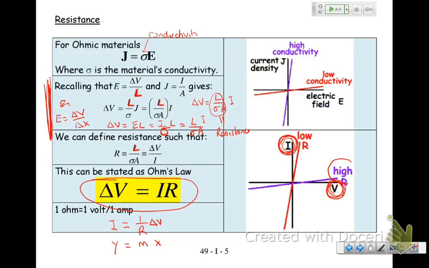A high resistance resistor has a shallow characteristic, and a low resistance resistor has a steep characteristic. Just don't be casual about that. Set an alarm bell. It's not as trivial as it might at first seem. This is Ohm's law, and it's used all the time.